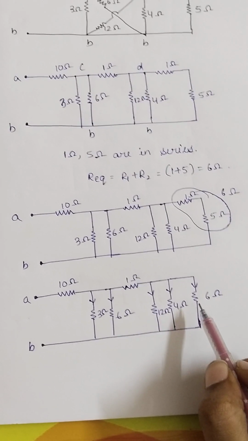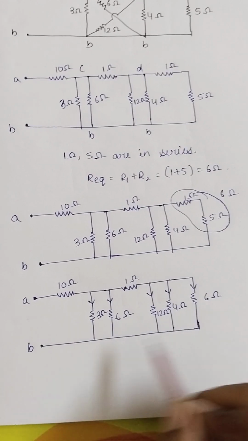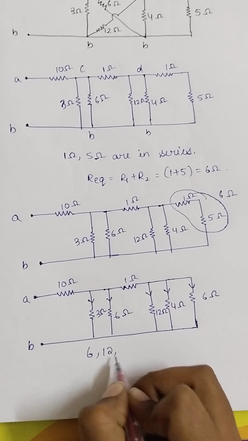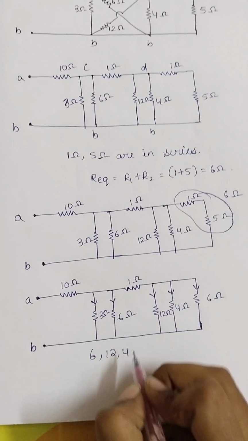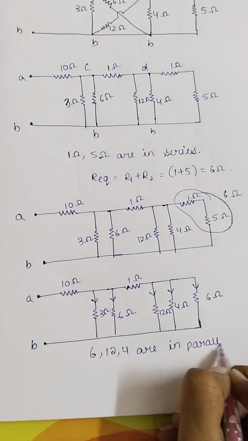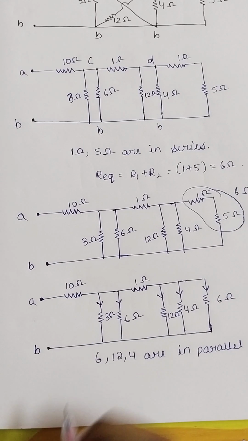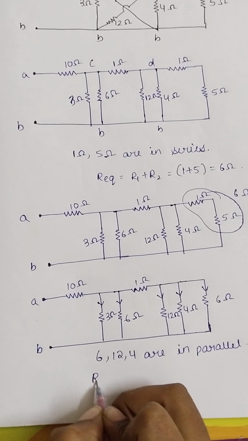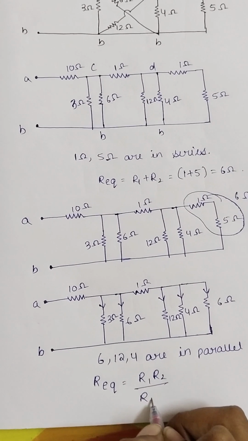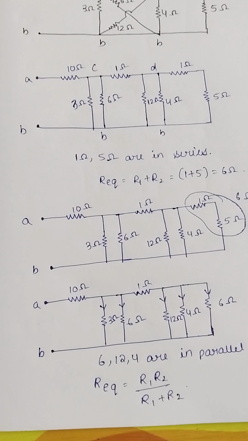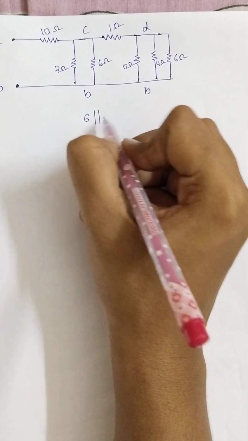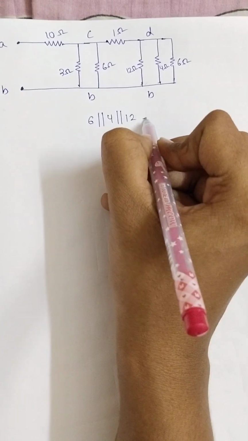As you see, the 6 ohm resistance, 4 ohm, and 12 ohm are all in parallel. So 6 ohm, 12 and 4 are in parallel. If two resistors are in parallel, then the equivalent resistance is R1 into R2 by R1 plus R2. Here 6 is in parallel with 4 and that is in parallel with 12 ohm.